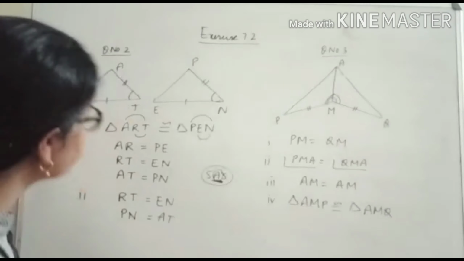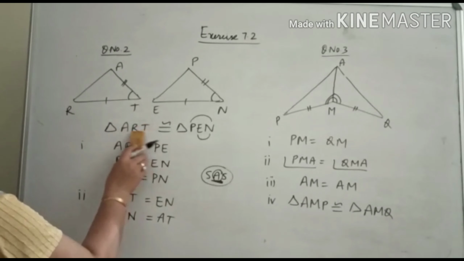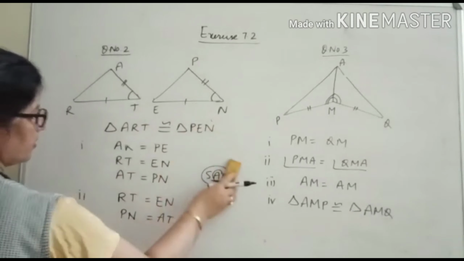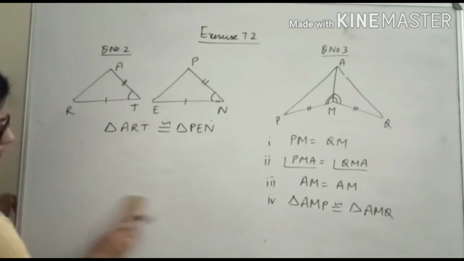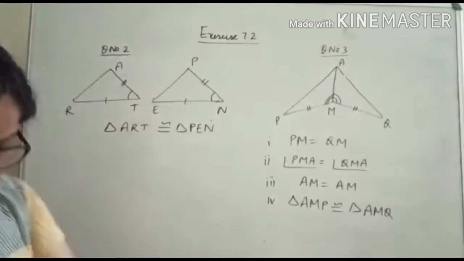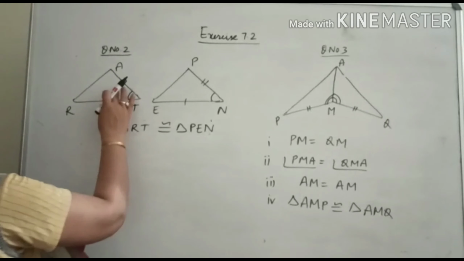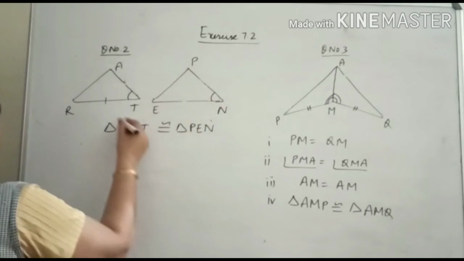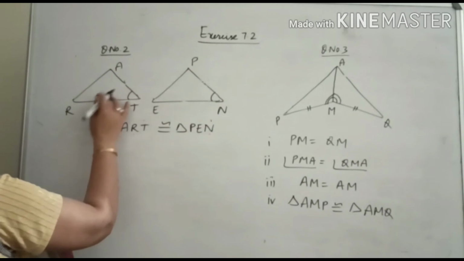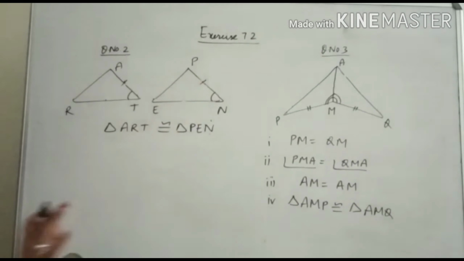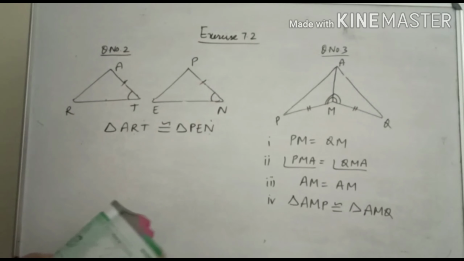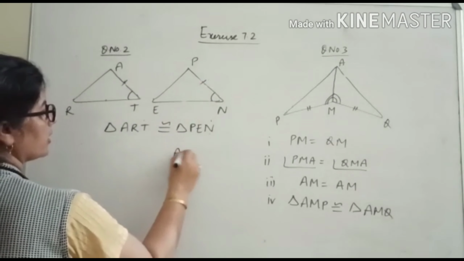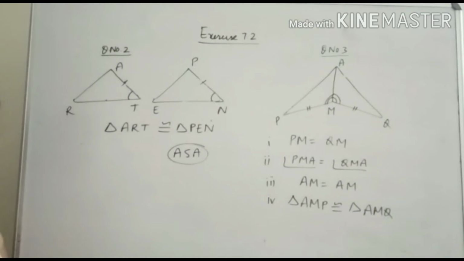Now the third part. In the third part he is saying that it is given that AT is equal to PN. See what he is saying. AT is equal to PN. Only this is given to us. And we want to show here the ASA criteria. This we want to show.